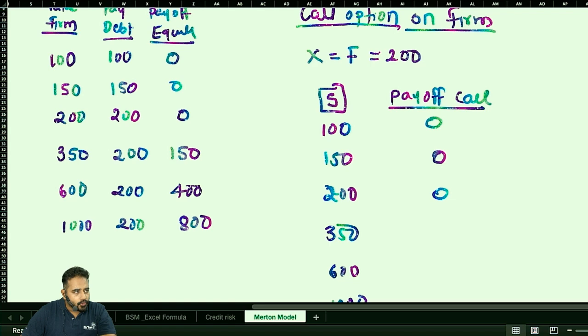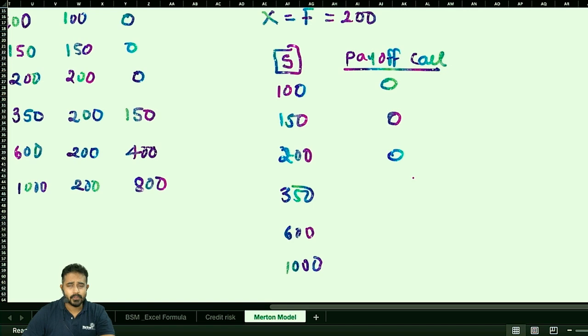Right to buy at 200, long call, price in the market 350. Will I buy now? Absolutely yes, right? It makes sense for me to buy now. So here I get a payoff of 150. Here I get a payoff of 400, because a 600 worth of asset, I can buy it at 200. And here I get a payoff of 800.